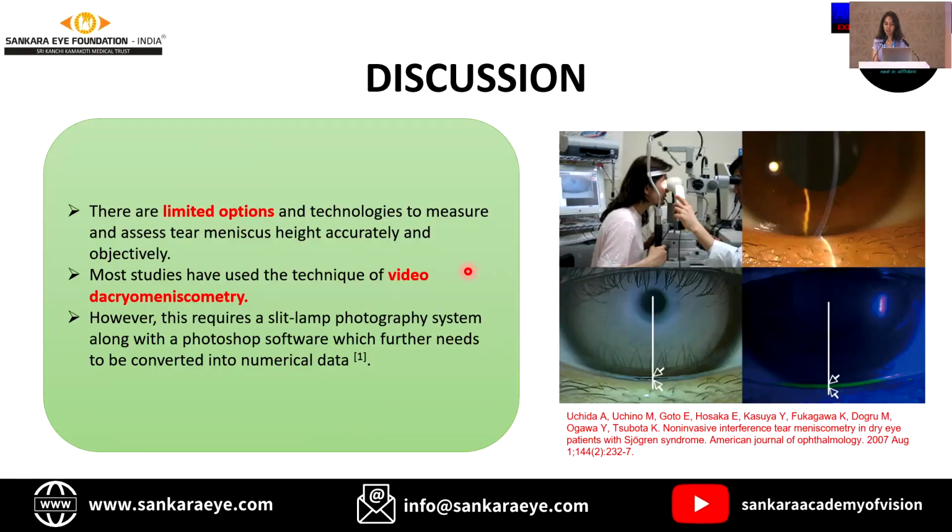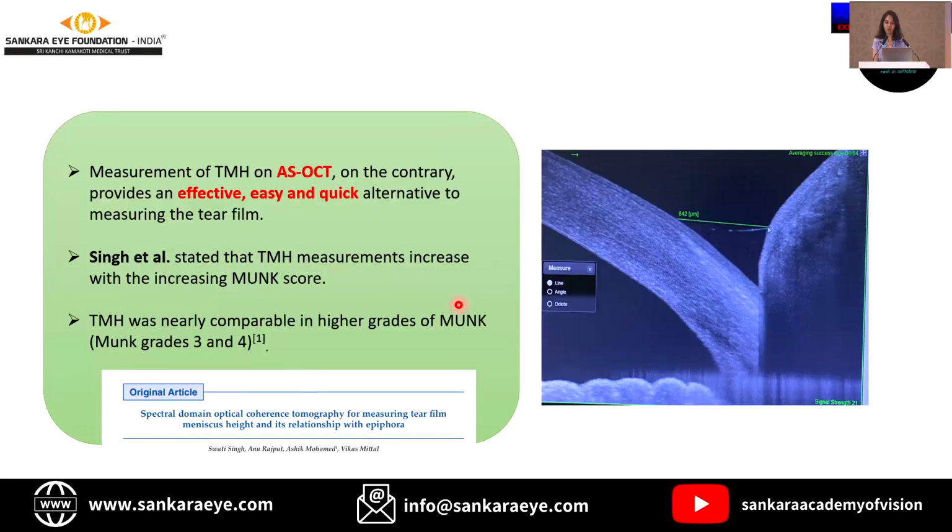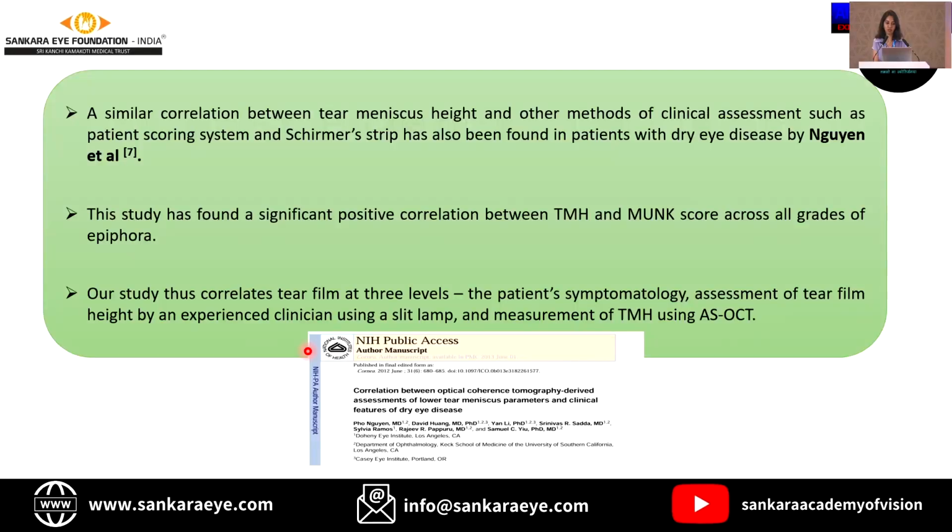There are very limited options available to accurately measure the tear meniscus height, and most earlier studies used video dacryomeniscometry, which is a very complex method involving software and numerical data conversion. The newer and quickest available method now is anterior segment optical coherence tomography, which was earlier done by Singh et al. They also found significant correlation between the third and fourth grades of Munk score and tear meniscus height measured by AS-OCT. Nugent et al. also found a similar correlation, however, this was done in patients with dry eye.